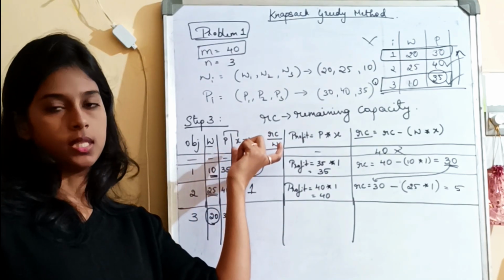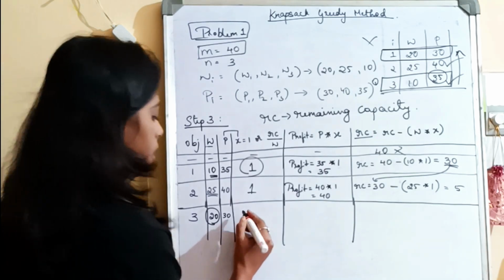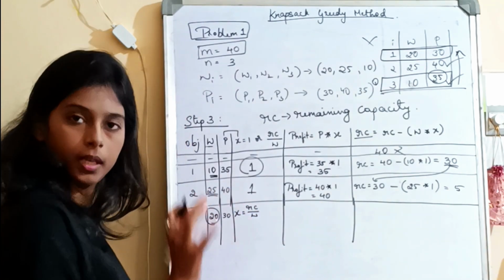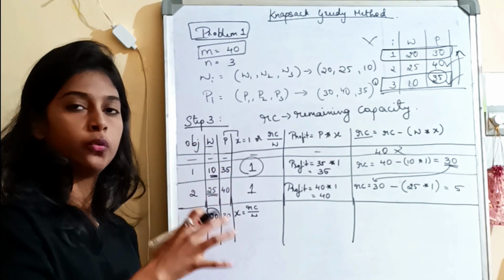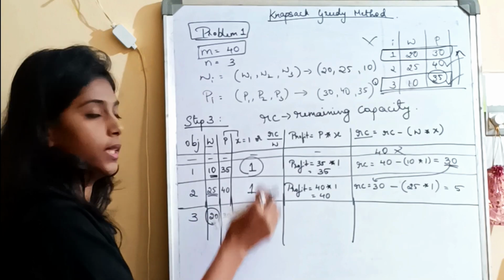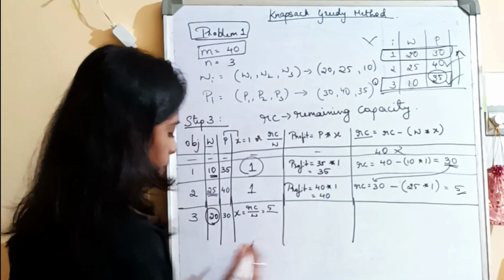X is equal to RC divided by W. Now I'll show how you can do this. So X is equal to RC divided by W. This is the formula, correct? If I'm not able to fill the complete object's weight into the knapsack, then I need to use this formula, that is the remaining capacity. What is the remaining capacity? It is 5. So 5 divided by, what is my weight?